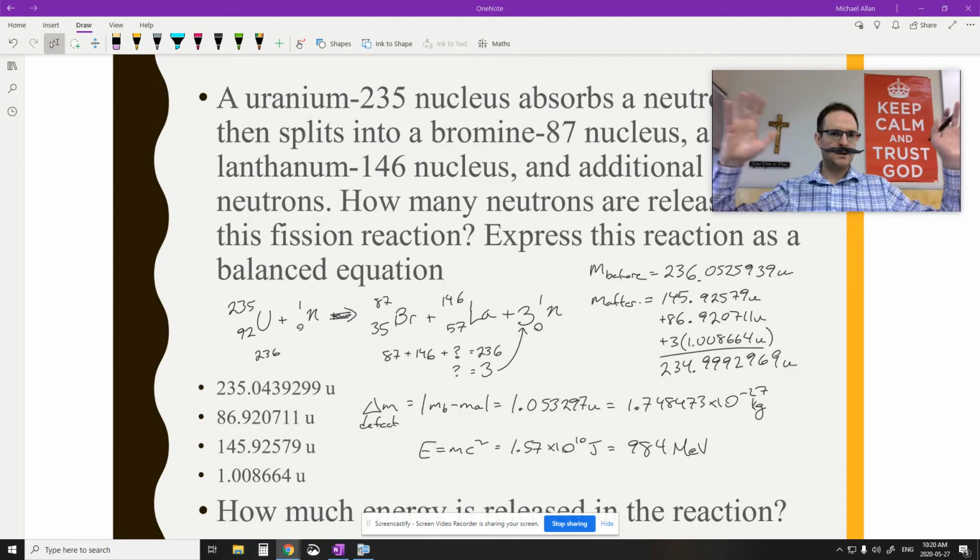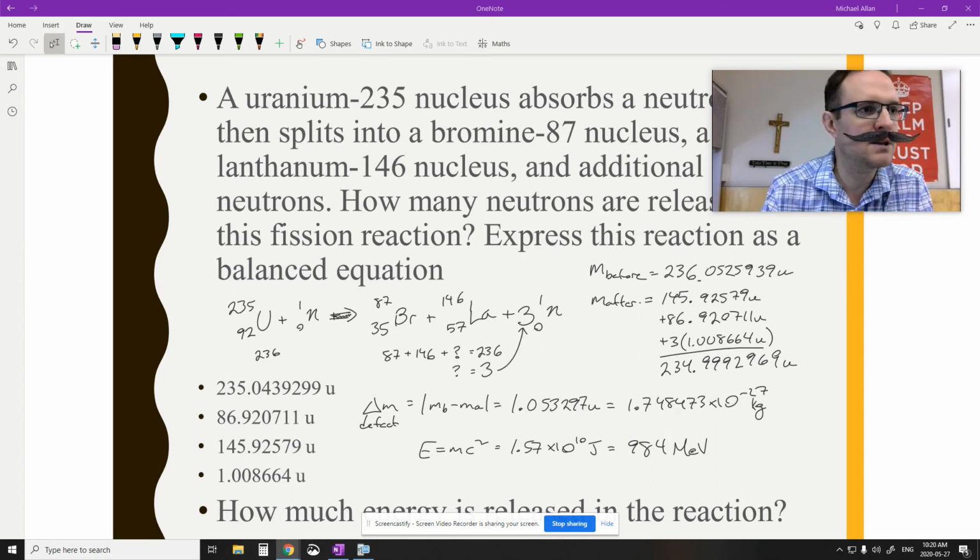All right, so here's my work. It's popped up in front of you. So I created the balanced reaction here. So I got uranium plus the neutron, splits into Br and La there. So La was 57, took me a little bit of time to find it on the periodic table. Yeah, Br is 35. Then I used the numbers on the top. I didn't use the numbers on the bottom because 35 and 57 add up to 92, so that worked out. The top numbers, though, if I go 87 plus 146, it's short. It's short by 3 because it's supposed to add up to 236, because I've got the uranium and the neutron on one side. So I determined that there were 3 neutrons.